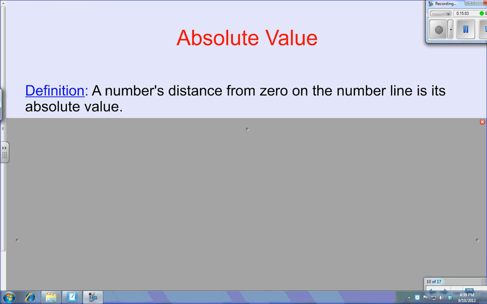The next concept is absolute value. The definition of absolute value is a number's distance from zero on the number line. That may seem like a complex concept, but it actually is very simple.